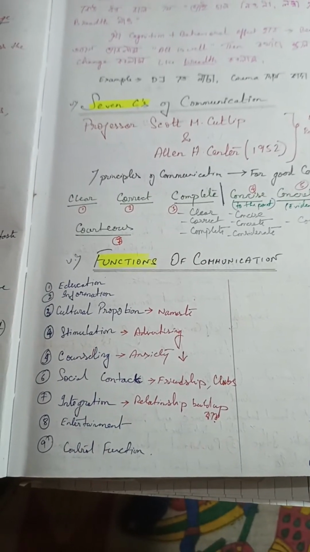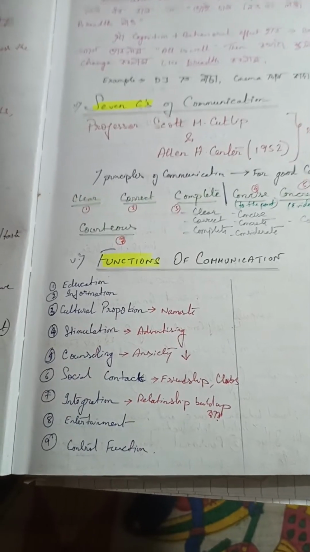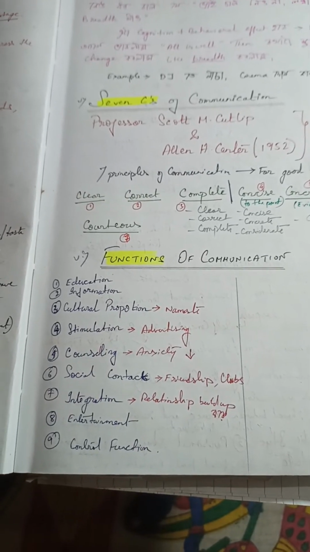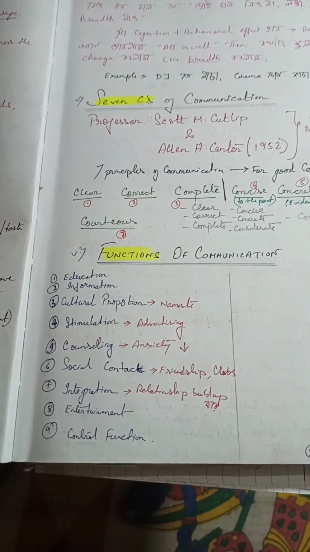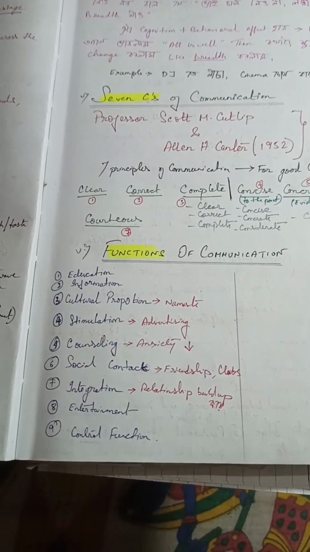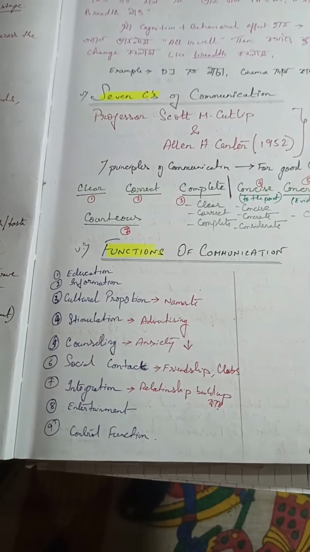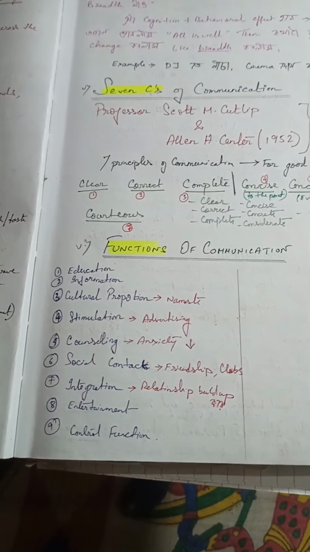We use communication for entertainment also. We use communication for control functions also. Sometimes we try to manipulate, sometimes we try to indicate our message to someone else, right? So this is being done.